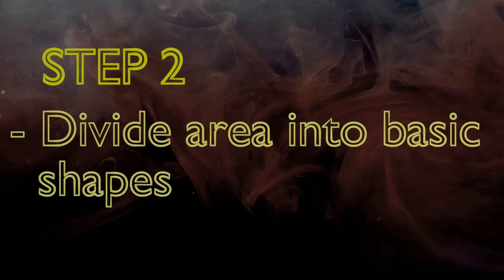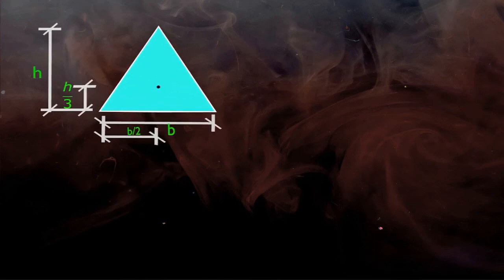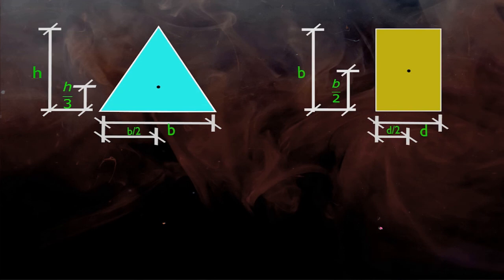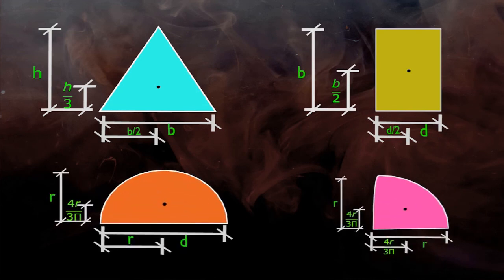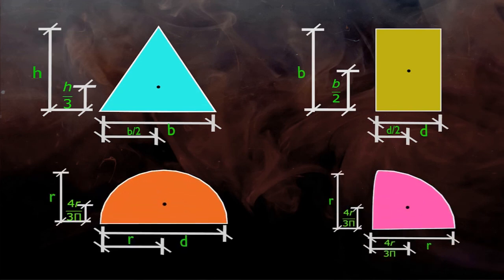Next step is to divide the whole area into more basic shapes, whose centroid locations are known to us. I have mentioned in my previous video that centroids of some shapes are given in reference books, like triangle, rectangle, half circle, etc. So you can directly memorize these and use them in numericals to avoid tedious and lengthy calculations.